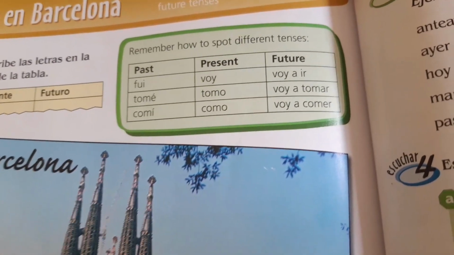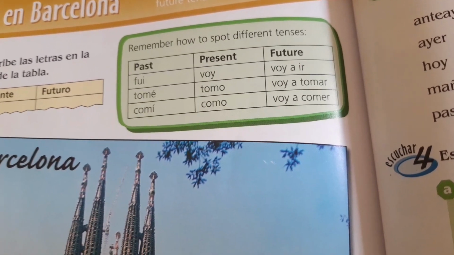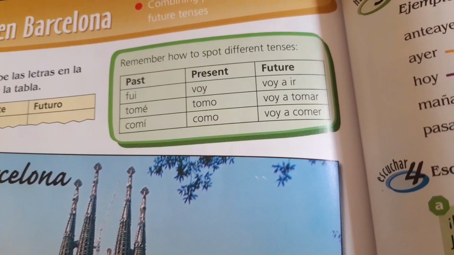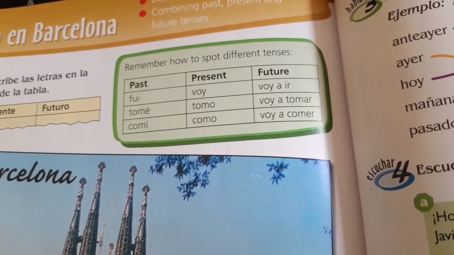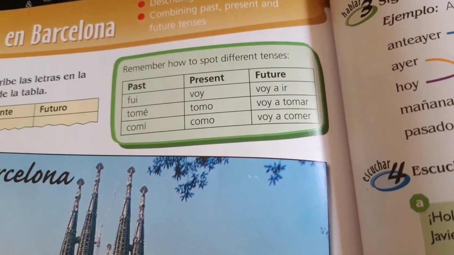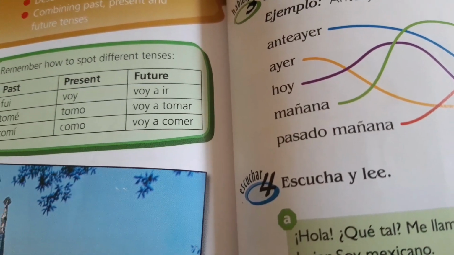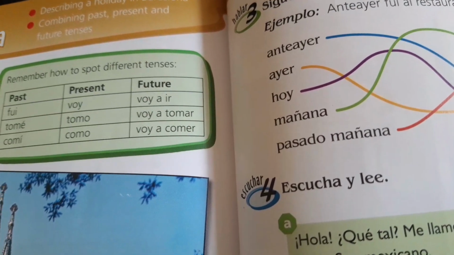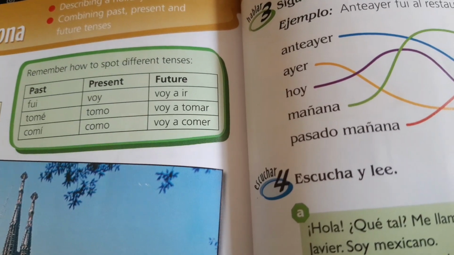So, for example, we did voy al instituto, I go to school. Or como un bocadillo, I eat a sandwich. And then in year 9, we learnt voy a ir. We learnt that we use the verb I am going, so the verb ir plus a plus an infinitive. The 3 infinitives you've got there, of course, are ir, tomar, and comer. So voy a ir, I am going to go. Voy a tomar, I am going to take. Voy a comer, I am going to eat.